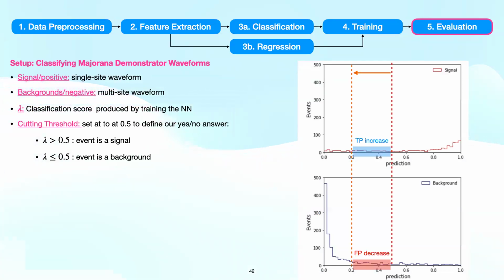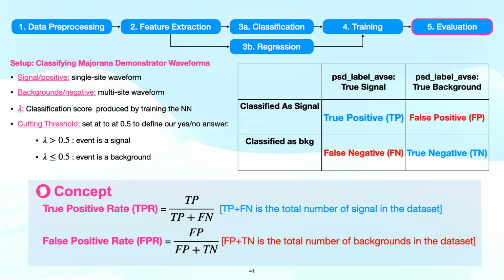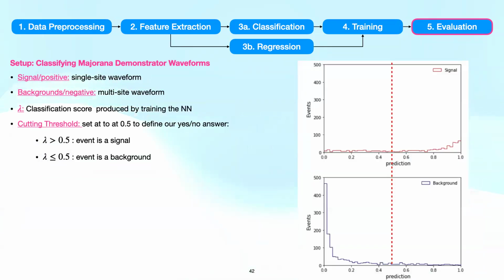Basically, the problem is that these 2 values, true positive rate and false positive rate, are not really a good metric to monitor the performance of your neural network classifier. Why? Because it actually depends on the cutting threshold that you select. For example, here I'm building a classifier which assigns a score to my signal and background events, and I can plot their scores as a histogram, as you can see here. I'm making a cutting threshold at 0.5, which is this red dashed line, and I'm calling everything above 0.5 my signal, and everything below 0.5 my background.